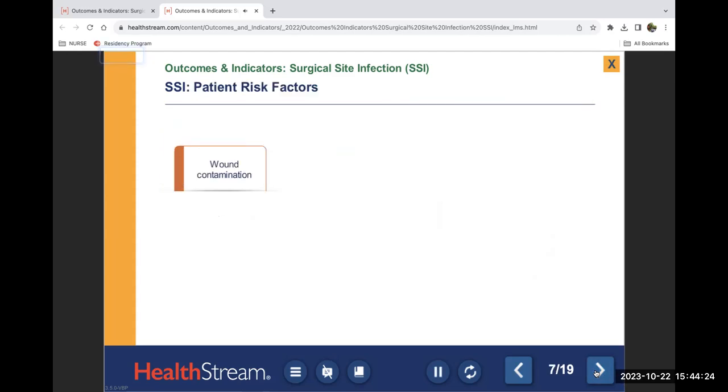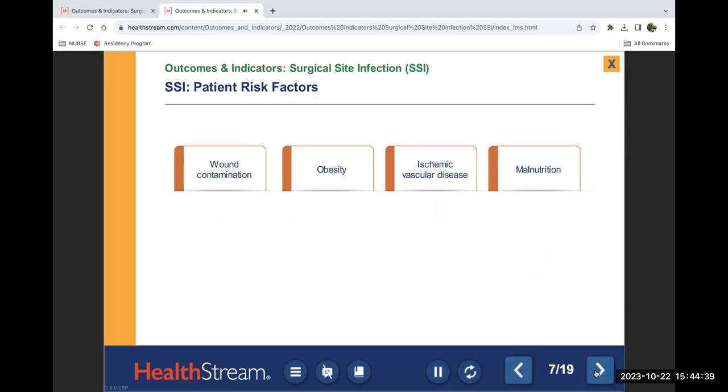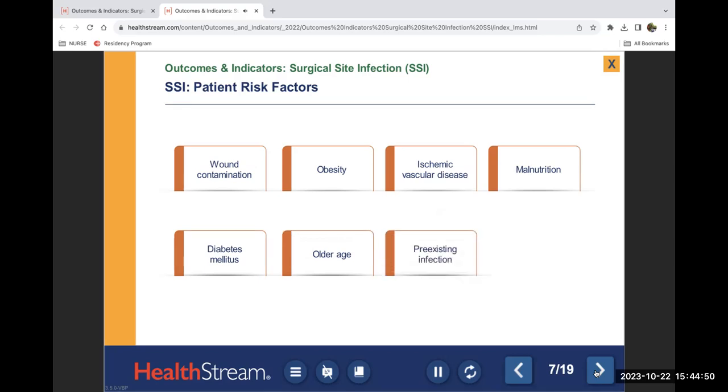Patient risk factors for surgical site infection include level of wound contamination, obesity as defined by BMI parameters, a history of ischemic vascular disease, malnutrition, which may lower serum albumin and other nutrient levels necessary for healing, diabetes mellitus, older age, a pre-existing wound or remote infection, a history of smoking.